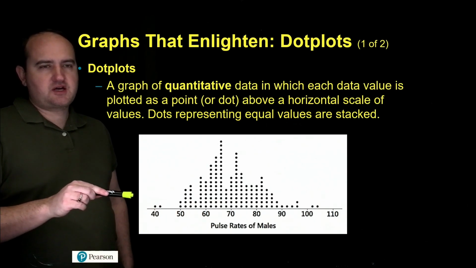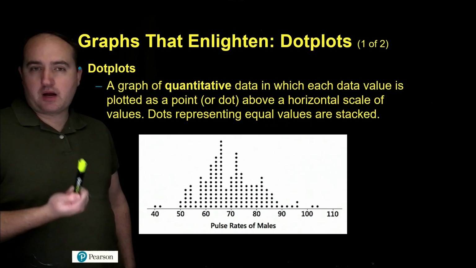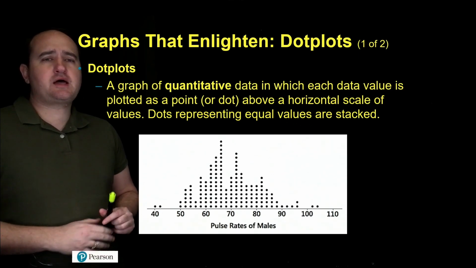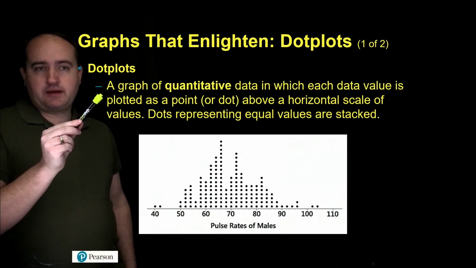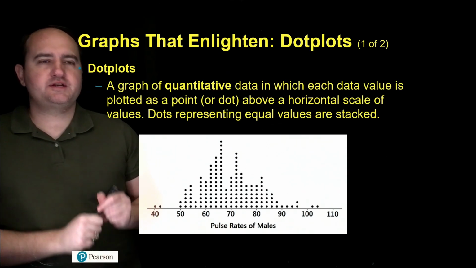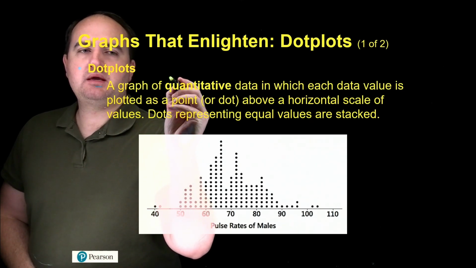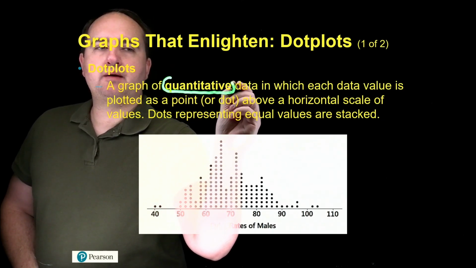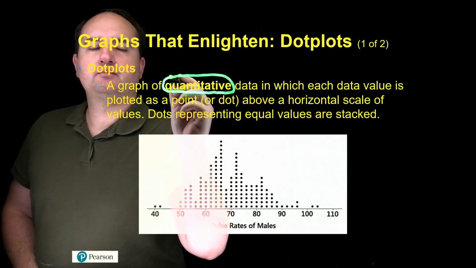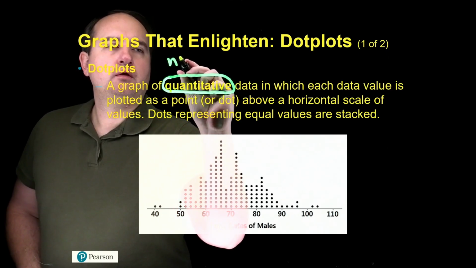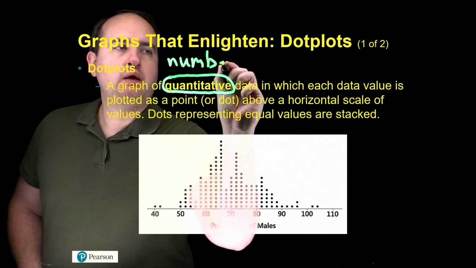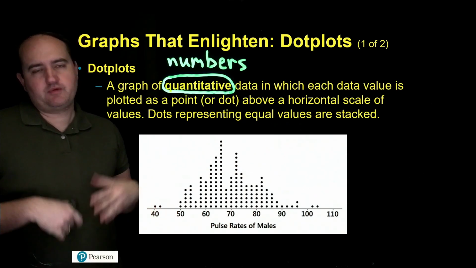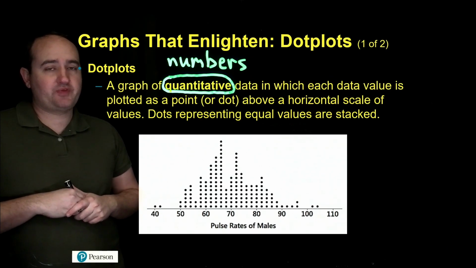So this right here is a dot plot, and I think we can all see why it's called a dot plot. It has a bunch of little dots. And a dot plot is a graph of quantitative data. Remember that the word quantitative is going to be numbers. So quantitative data means numbers that measure or count something. Okay, so roughly speaking, numbers, but they actually have to be numbers with mathematical meaning. But we've talked about this before. It's in chapter 1 of my lectures.